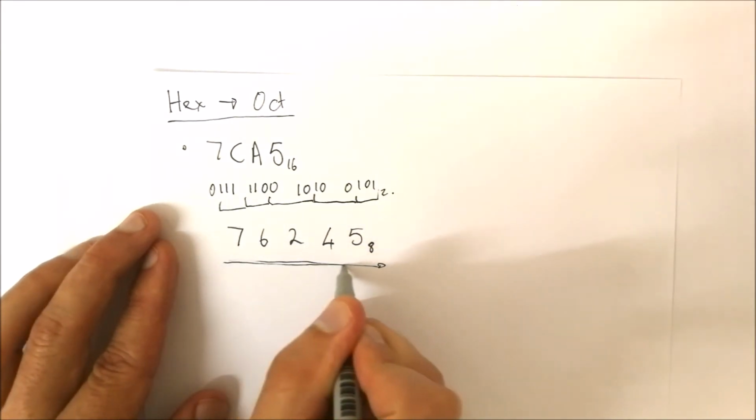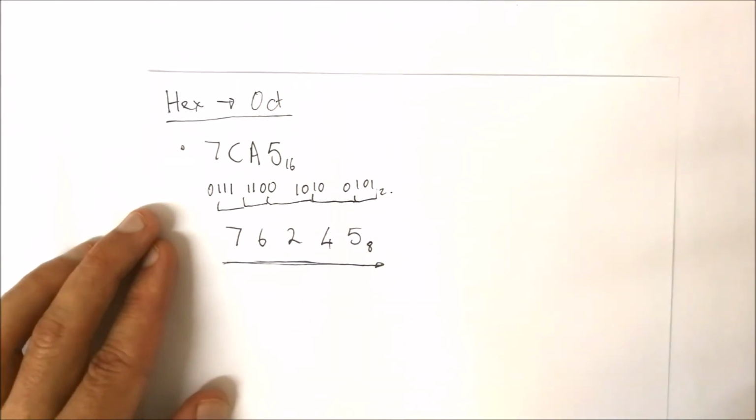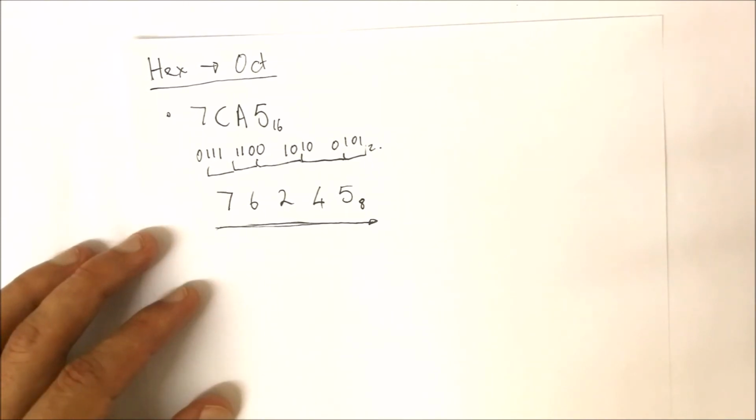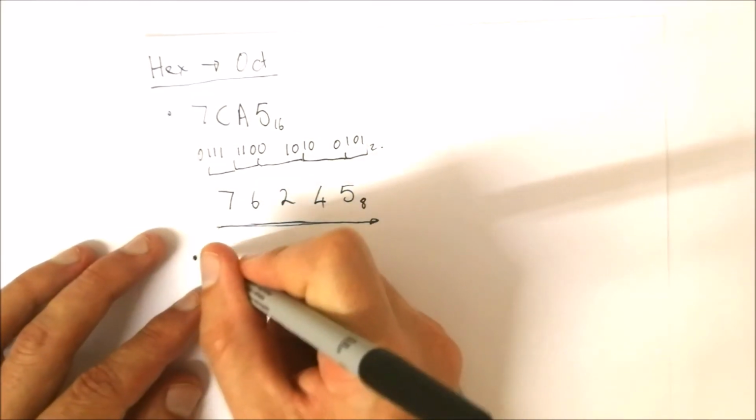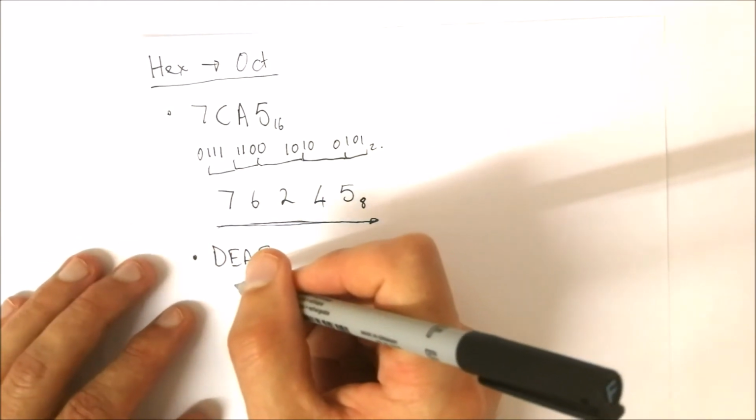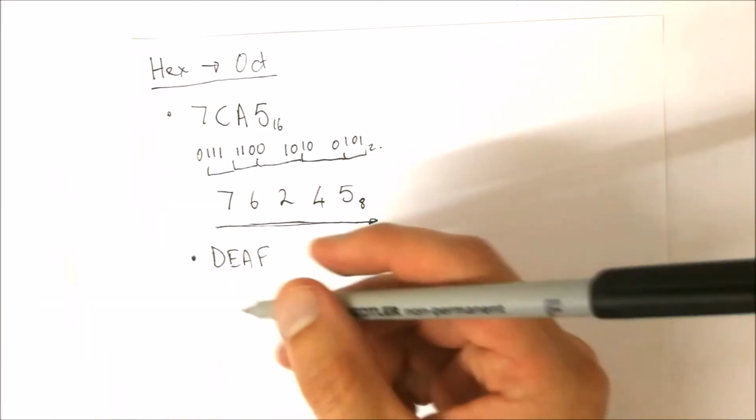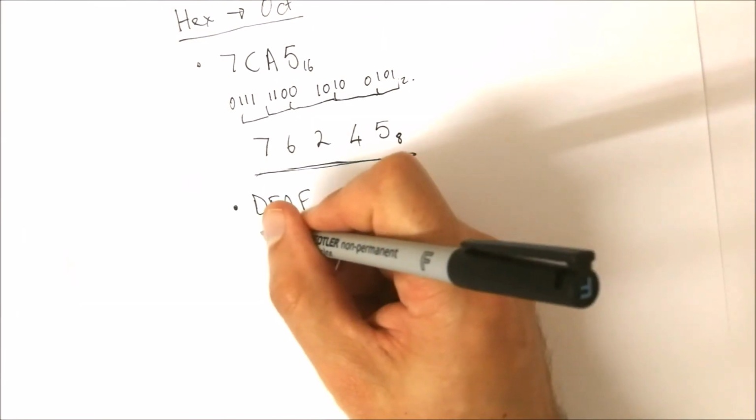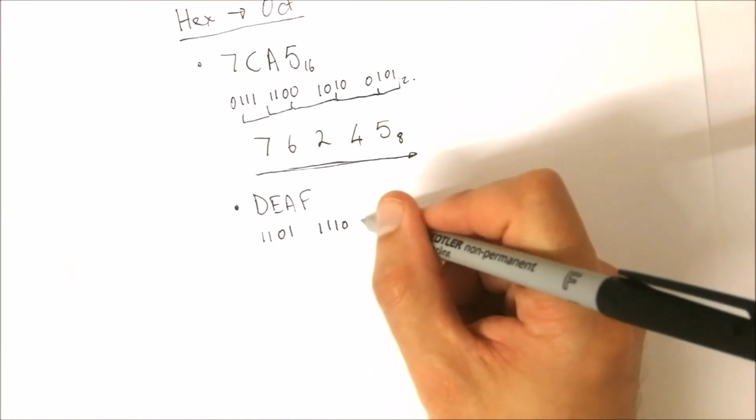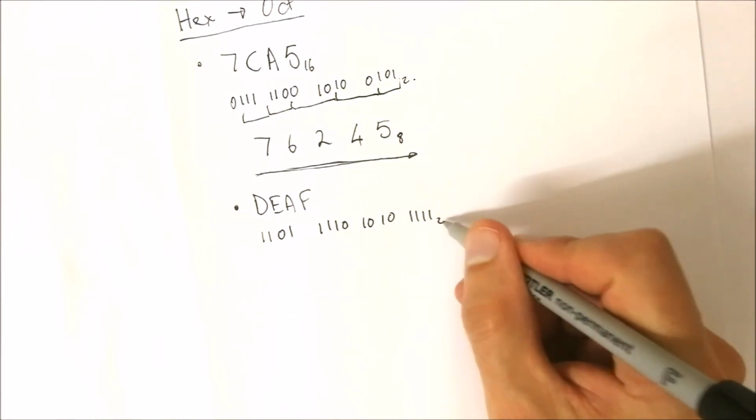Okay, so again, this is very much what you've seen before. We're just going to take it one step further and use that binary number to convert to another number system. Let's try again the example that we looked at, DEAF. Remember, if you convert this into binary, that was going to be 1101 1110 1010 1111. Okay, so that's in binary.